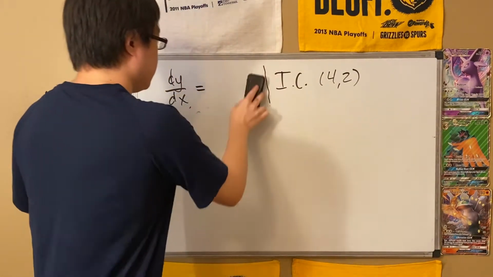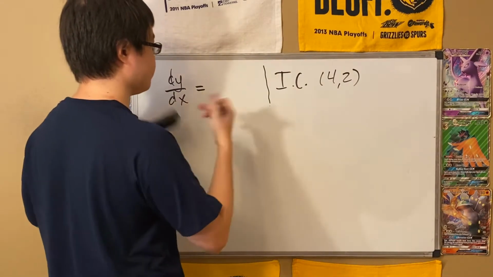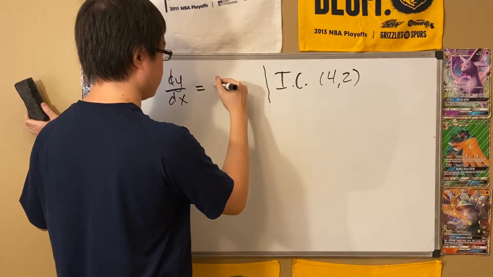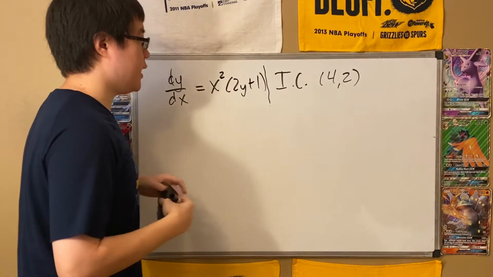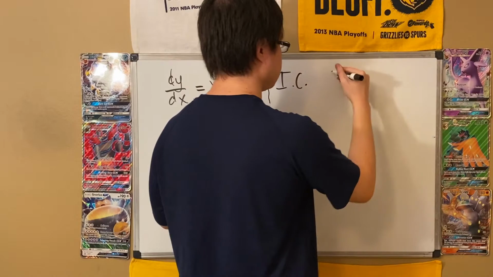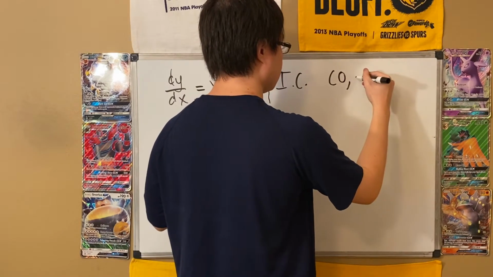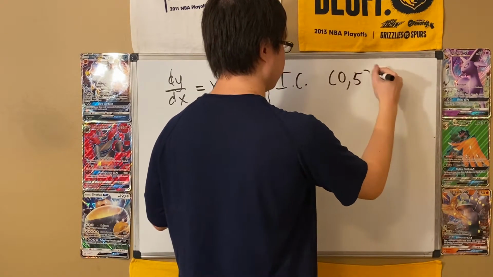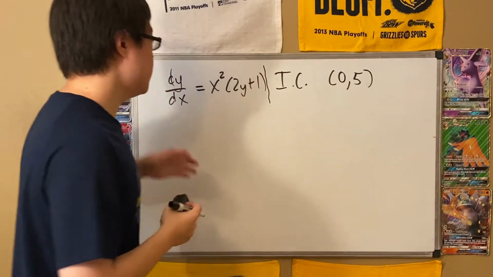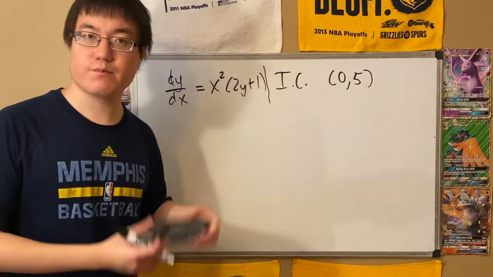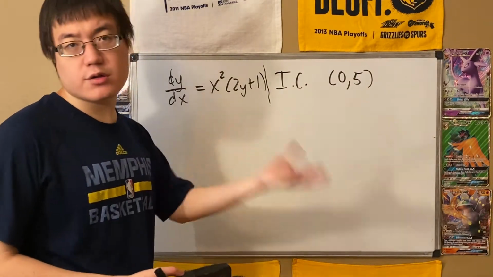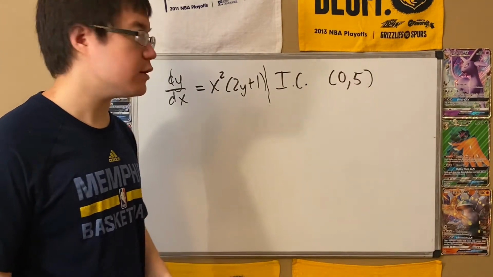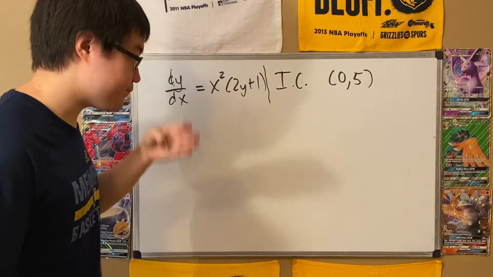So let's do something like, I don't know, x squared times 2y plus 1. And we're going to have a nice, easy initial condition. Let's use 0 as the x coordinate to make everything easy, and let's change this to a 5. So this is going to be my question. If you want, last one, pause the video, try it for yourself. There are going to be 1 or 2 steps that are a little bit tricky that I'm going to try to highlight. But try this one for yourself.